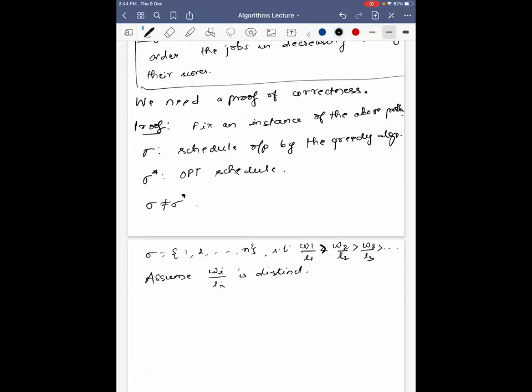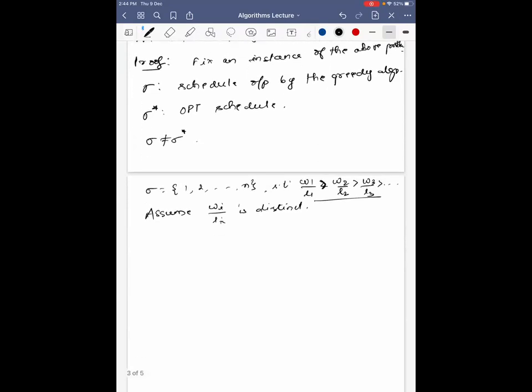Okay. So here we have simply renamed the jobs based on the order in which they appear in the schedule sigma, and they should satisfy this particular property. So obviously, if they are scheduled in this order in sigma, then by our algorithm, this property definitely holds. Clear? There is nothing very technical here. I have just renamed the jobs based on the order in which they appear in the schedule sigma. Make sense?